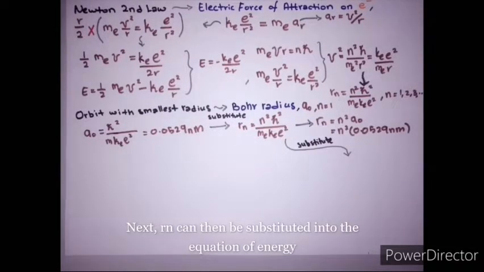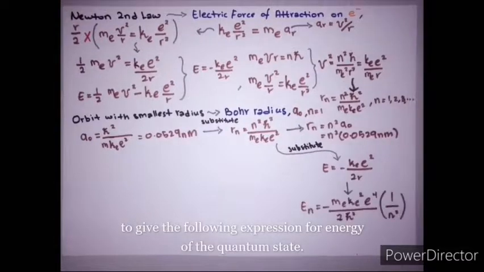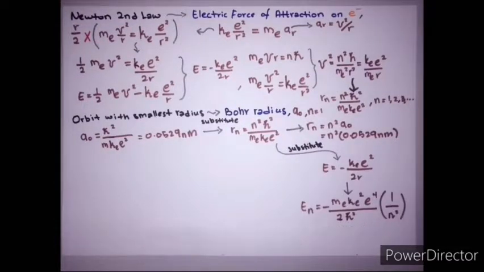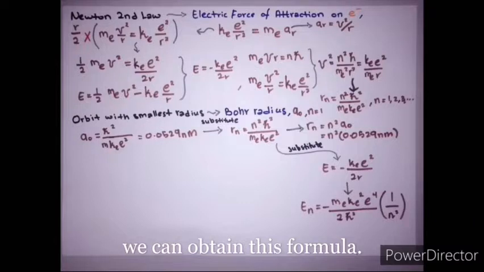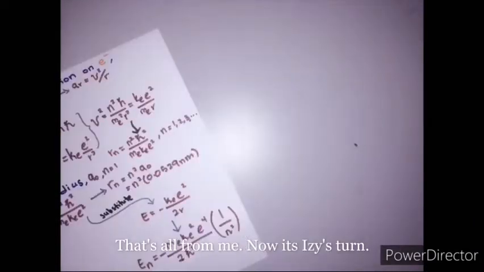Next, rn can then be substituted into the equation of energy to give the following expression for the energies of the quantum states. If we substitute numerical values into this equation, we can obtain this formula. That's all from me. Now it's Izzy's turn.